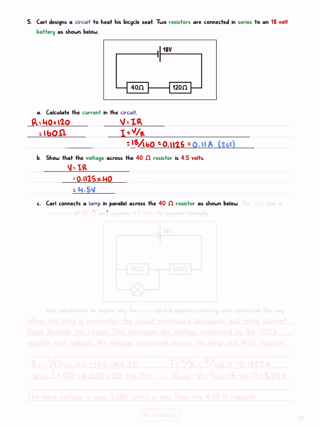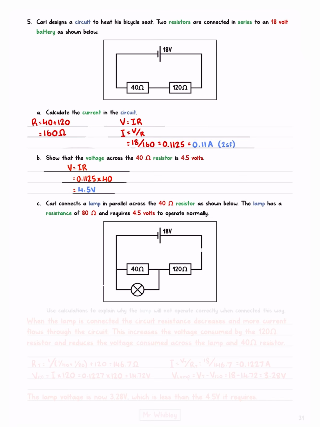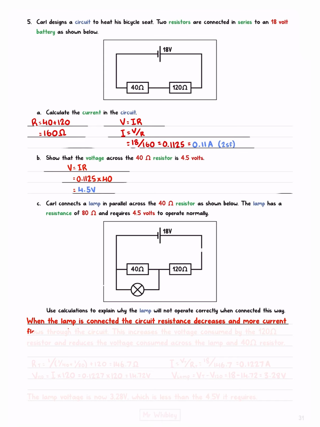The lamp has a resistance of 80 ohms and requires 4.5 volts to operate normally. Use calculations to explain why the lamp will not operate correctly when connected this way. When the lamp is connected, the circuit resistance decreases and more current flows through the circuit. Because we've added an additional pathway for current to flow, our circuit resistance has decreased.